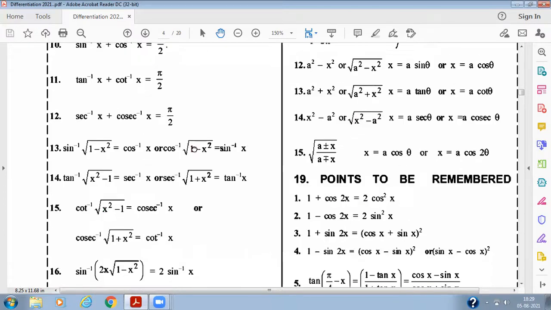Okay, now we come on to point number 13, students. Now under the point number 13, as you can observe, just 1 second, I'll try to highlight this. Give me a minute.